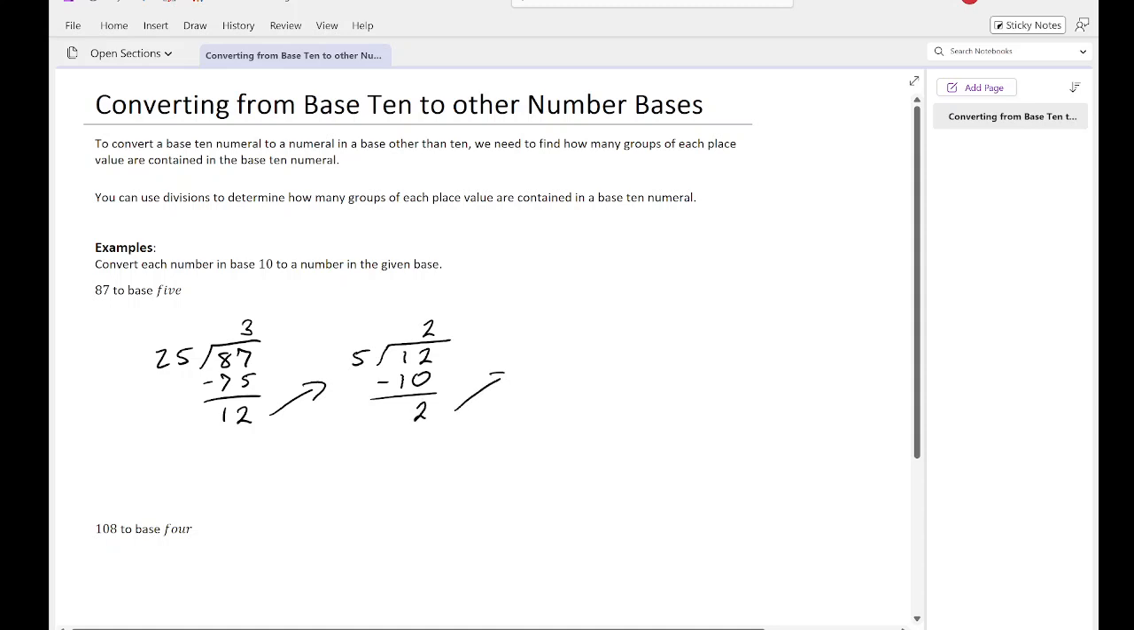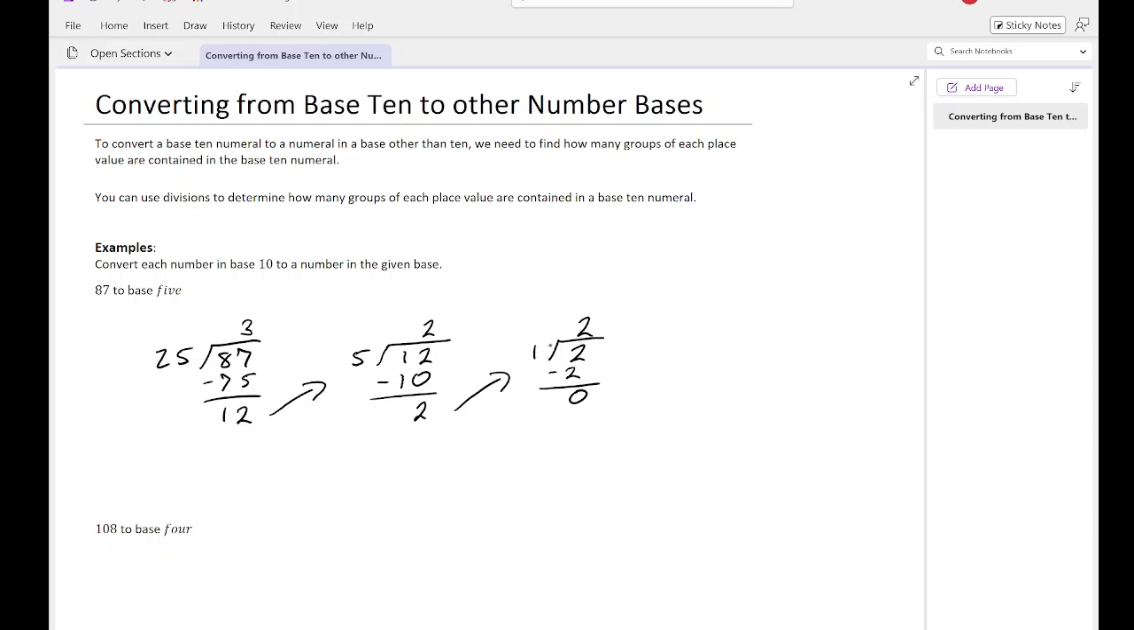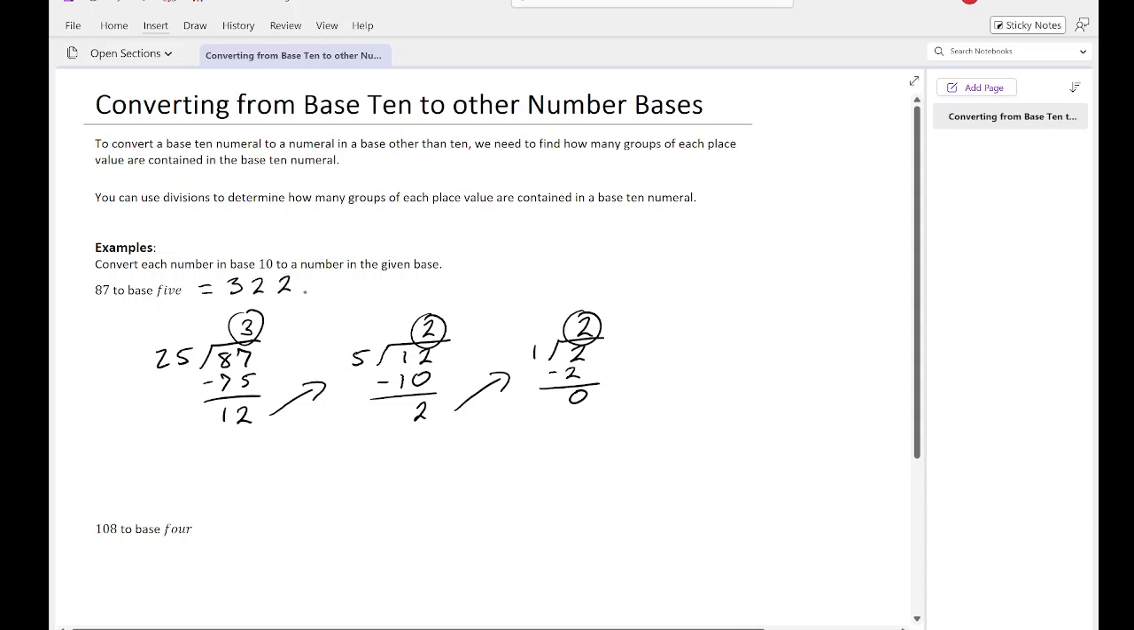Again, I have a 2 here, and I need to divide this by a power of 5 that won't exceed it. Well, 5 to the 0 is 1, and that'll go in twice. Now I have no more powers of 5 because I ended at 5 to the 0. So these 3 numbers are the answer. 87 in base 10 is 322 base 5.